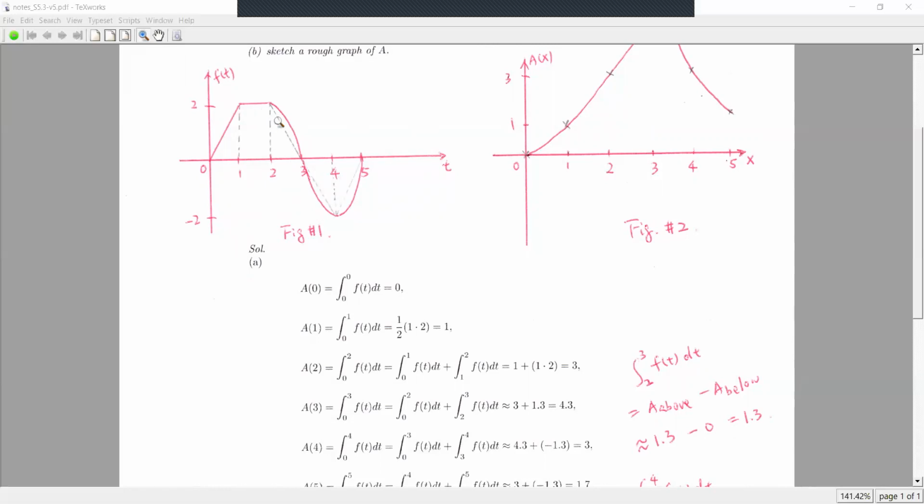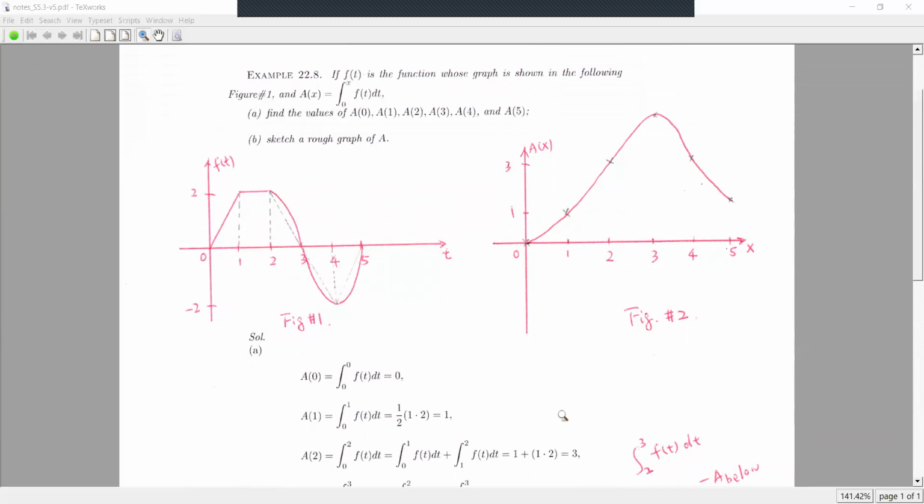The triangle's area is 1. The region is slightly larger than the triangle. So I guess the area of the region is 1.3. Okay. Now, this integral is 1.3, and this integral is 3. So their sum is 4.3. So the value of A of 3 is roughly 4.3.